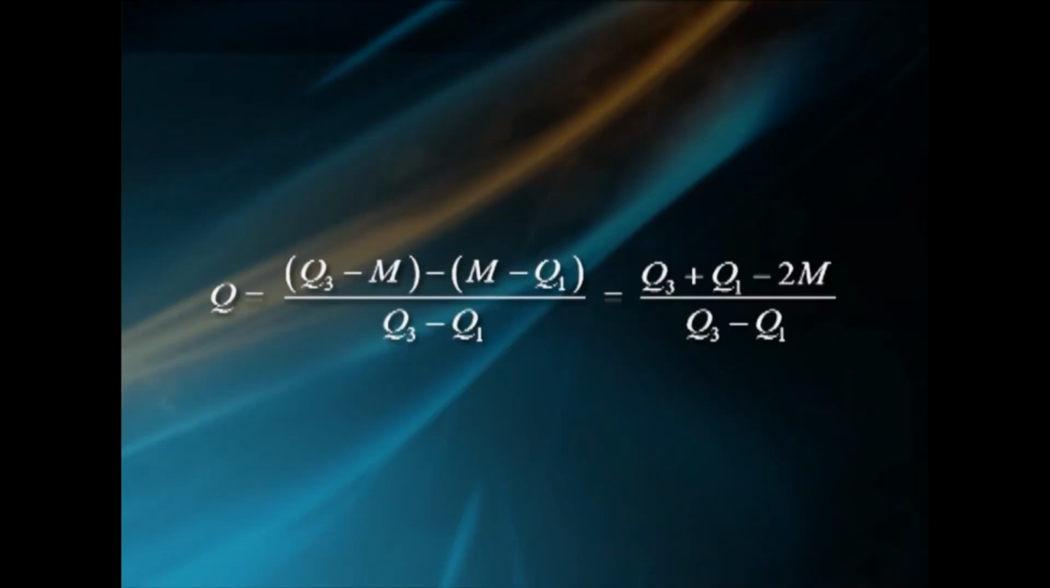symmetric set. 2. Quartile measure of skewness or Bowley's measure. Bowley suggested the coefficient of skewness based on quartile deviations as Q equals (Q3 minus M) minus (M minus Q1) divided by (Q3 minus Q1), that is, (Q3 plus Q1 minus 2M) divided by (Q3 minus Q1). Here Q1, Q3 are the first and third quartiles of the given data and M is the median or second quartile. Q ranges between minus 1 and plus 1. Q greater than 0 for positively skewed, Q less than 0 for negatively skewed and Q equal to 0 for symmetric observations.